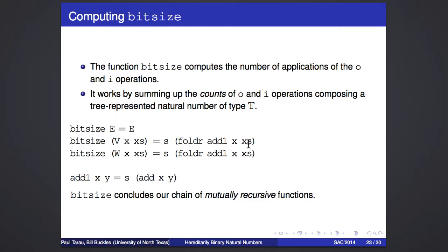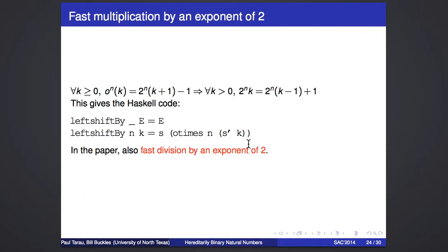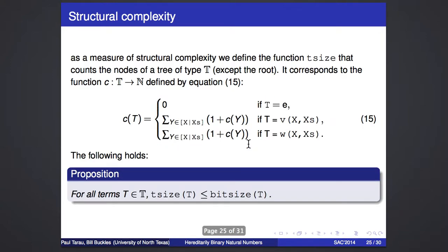Other operations come as another layer. For instance, we have fast multiplication by an exponent of 2 here, and in the paper we also have fast division by an exponent of 2 corresponding to right shift. So we are ready now to look at structural complexity. We define a function called t size that counts the nodes of a tree of type T except the root, and it focuses on the internal nodes only and ignores the leaves.